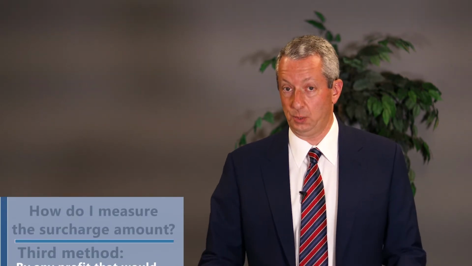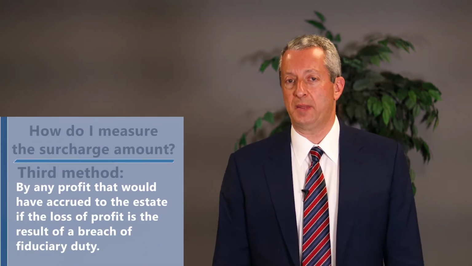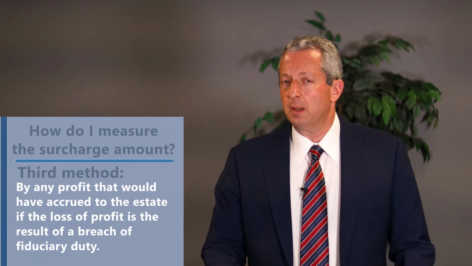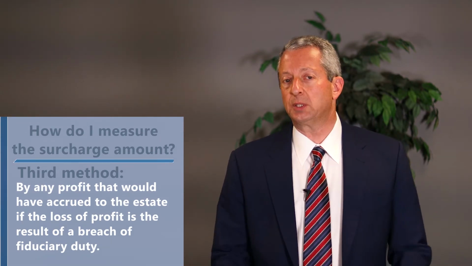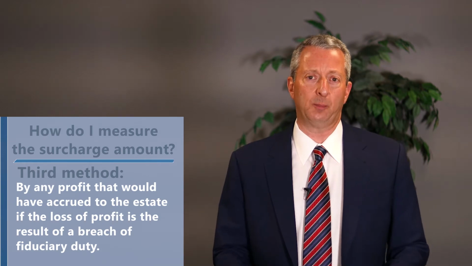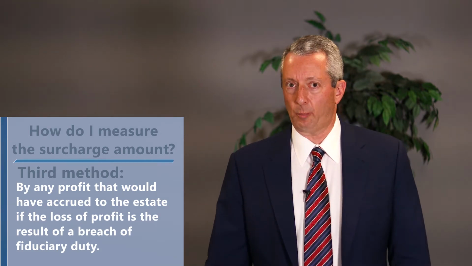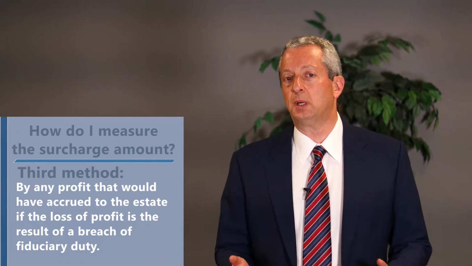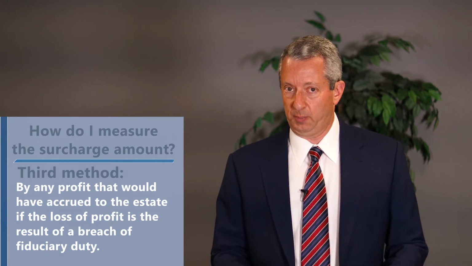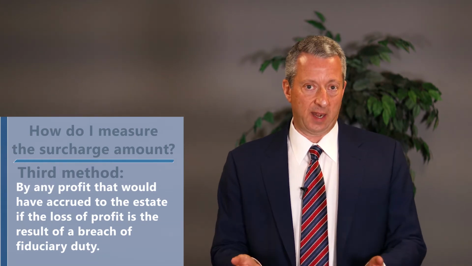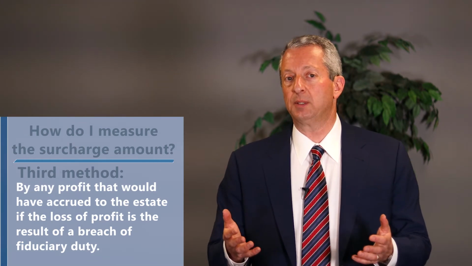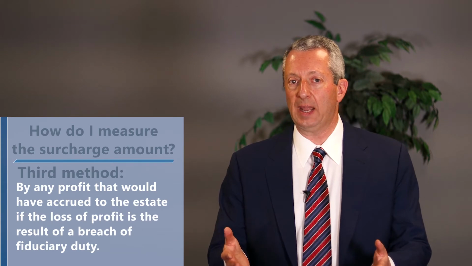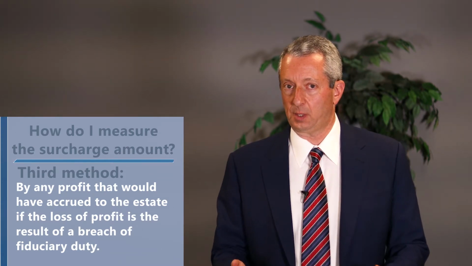The third way of measuring the damages for a surcharge is the loss of profit to the trust that's caused by the trustee's breach of duty. Now, this is a little bit counterintuitive because it sounds kind of odd to say a loss in profit. Here's how it works in practice. Many trusts require a trustee to hold on to trust property for some determinate period of time. It may be a set number of years after death. It may be until a beneficiary reaches a certain age. There are any number of ways this can occur.